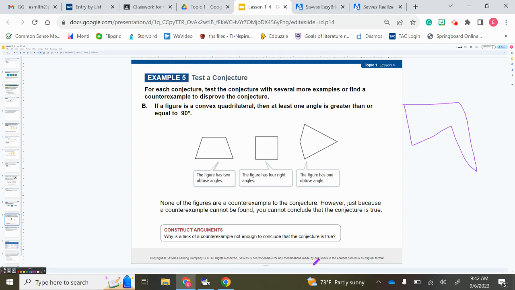Does that make sense? Do you understand that difference? So just be careful with something like that. It even says right here, none of the figures are a counterexample to the conjecture. However, just because a counterexample cannot be found, you cannot conclude that the conjecture is true.